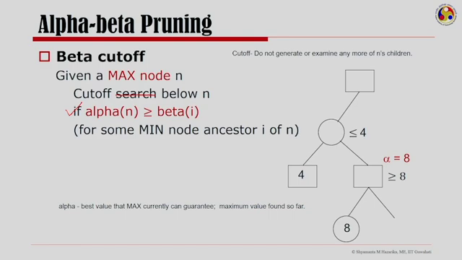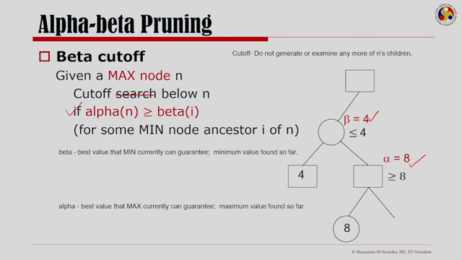Alpha is the best value the max currently can guarantee. So, it is the maximum value found so far. So, at this node we have alpha equal to 8. Beta is the best value that min currently can guarantee. So, beta is the minimum value found so far.